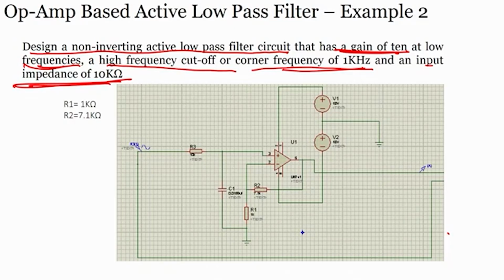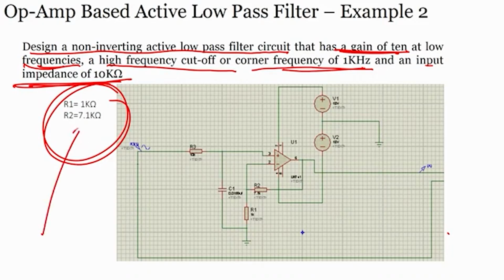If you solve, you will find R1 equals 1 kilo ohm and R2 equals 7.1 kilo ohm. You can take this as an example or exercise problem and find the values. You will see that you arrive at this value, R1 equals 1 kilo ohm, R2 equals 7 kilo ohm. This is the solution for you, and this is your question.